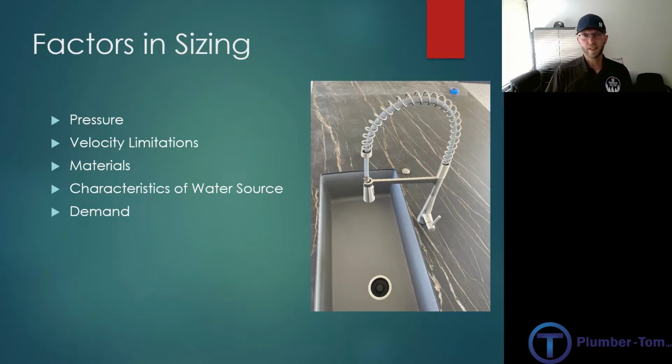Some of the factors that also affect sizing would be, what's the incoming pressure? Are there velocity limitations? What are the materials that we're using? And do they create a flow restriction? Well, all of them do, but how much? What about the characteristics of the water source itself? Would there be fluctuations in pressure, for example? If so, we may need to size that for the low pressure end so that we're not hurting when it goes down low. And also demand.